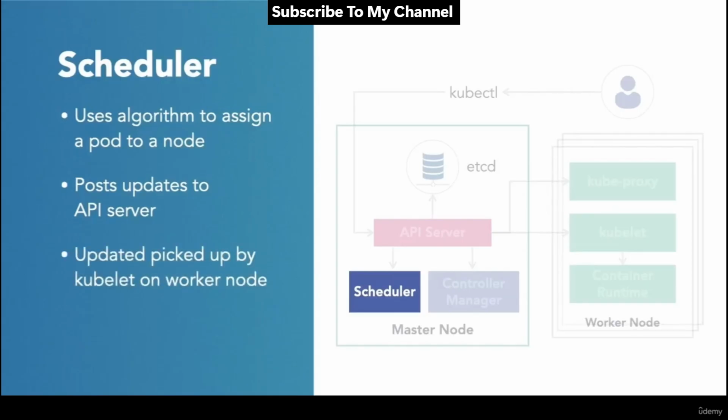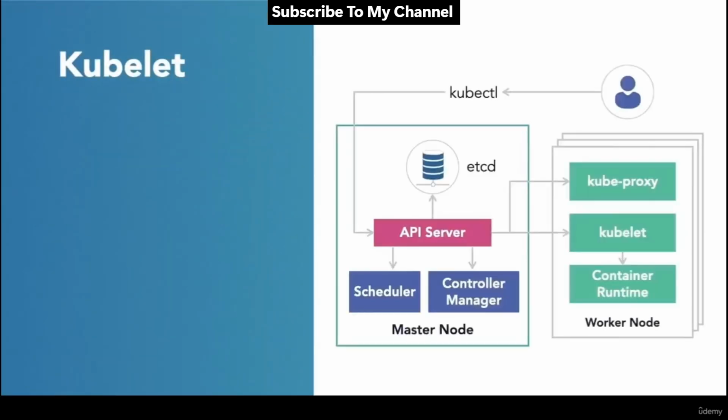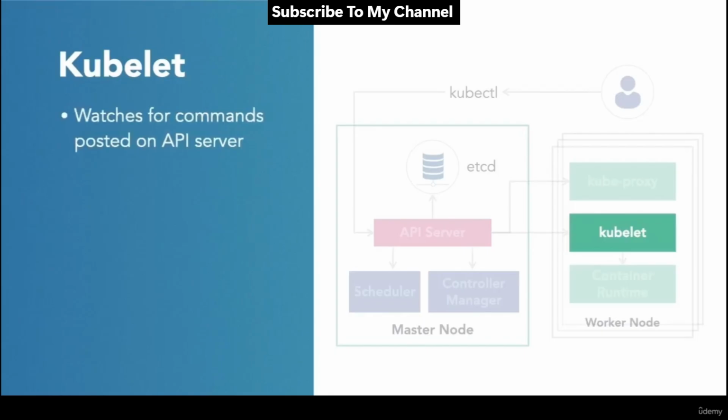Now, it may appear as if the master node is doing all the heavy lifting. While master node stores and controls the state of the cluster, it is the worker node that runs your containerized workloads. So let's switch to the components that run on a worker node. Kubelet is constantly watching out for any commands that are posted to the API server. More specifically, commands pertaining to the pods on its node.